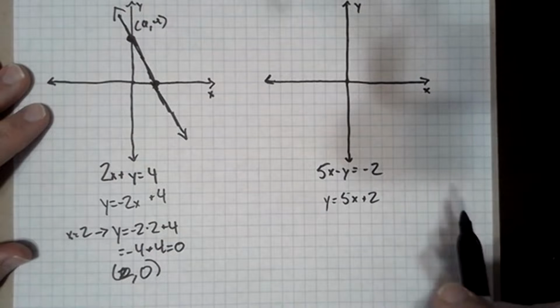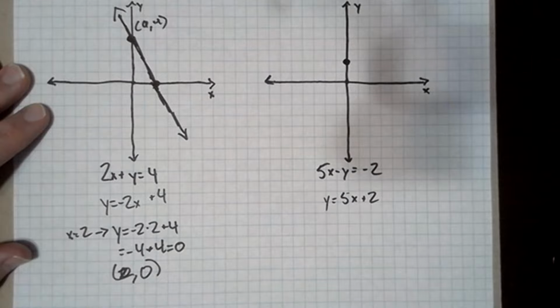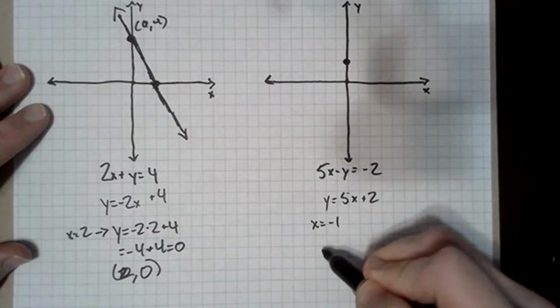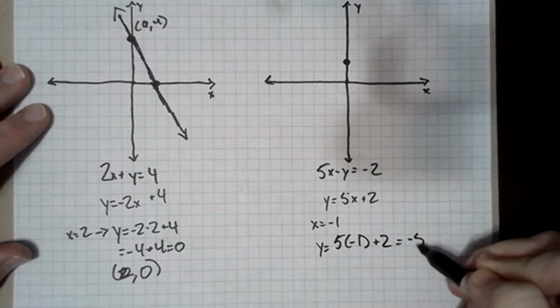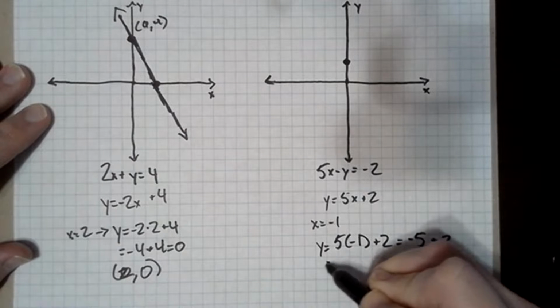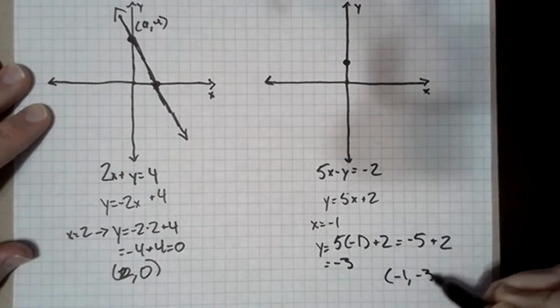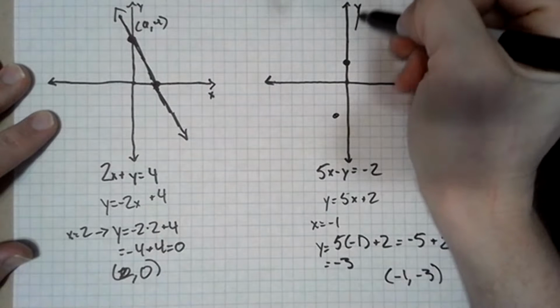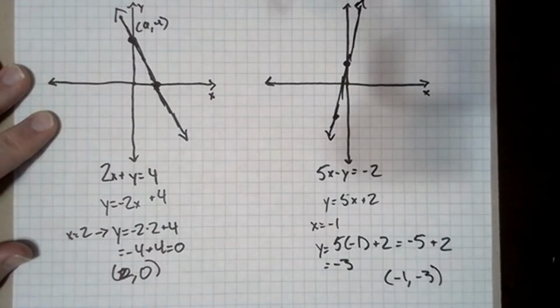So we know that our y-intercept is the point 0, 2. And I'm going to pick -1 for x. Well, then y equals 5 times -1 plus 2, which is -5 plus 2, which is -3. So I've got the point -1, -3. There we go. And I draw this line like so.